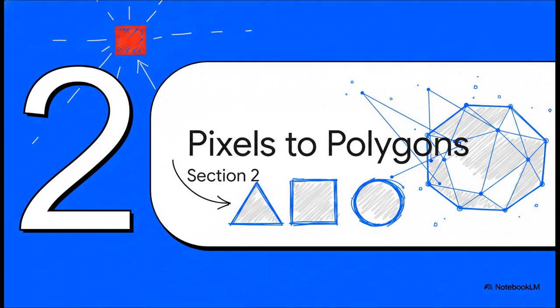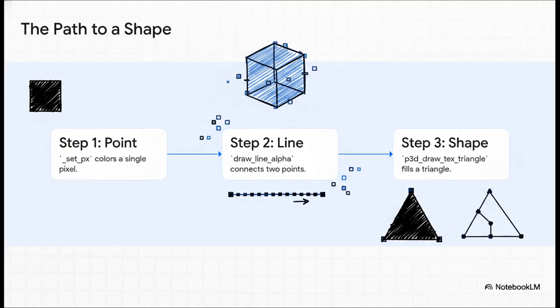Okay, so we can color one pixel. That's a start. But let's be real, it's not exactly a universe yet, is it? So the next logical question has to be, how do we get from a single dot to actual recognizable shapes? Well, the way we do it is actually pretty logical when you break it down. First, we have our base function, _setpx, which draws a single point. Then we build on top of that. We write a new function, drawLine, that basically just calls _setpx over and over again to connect 2 points. And then, once we can draw lines, we just define 3 points and use our line drawing logic to fill in the space between them, and boom, we get a solid triangle using P3D draw triangle. It's that simple, point to line to shape.